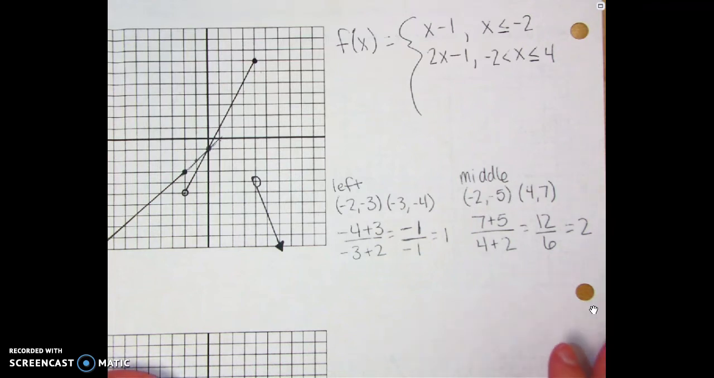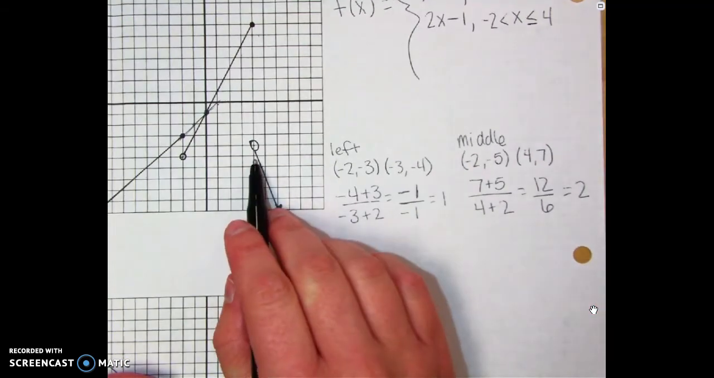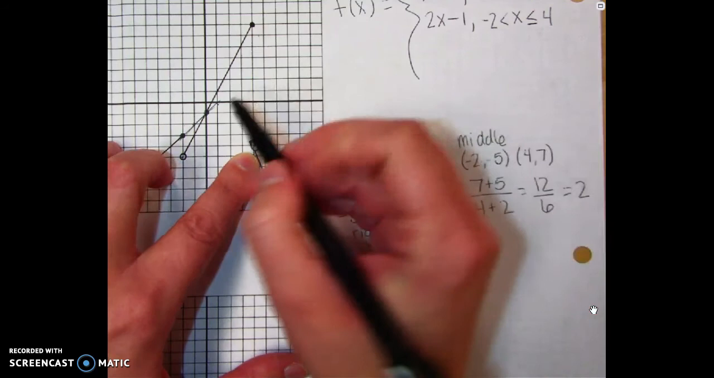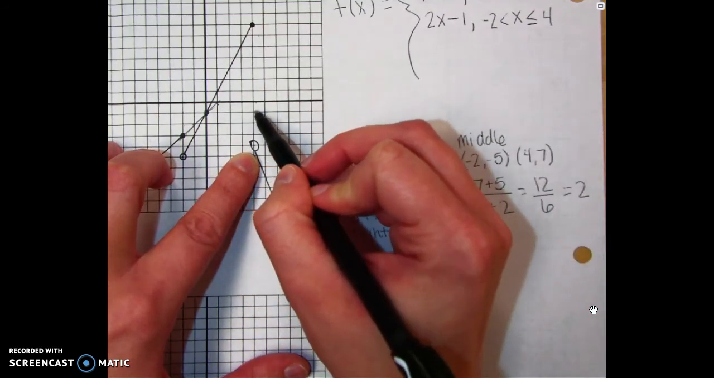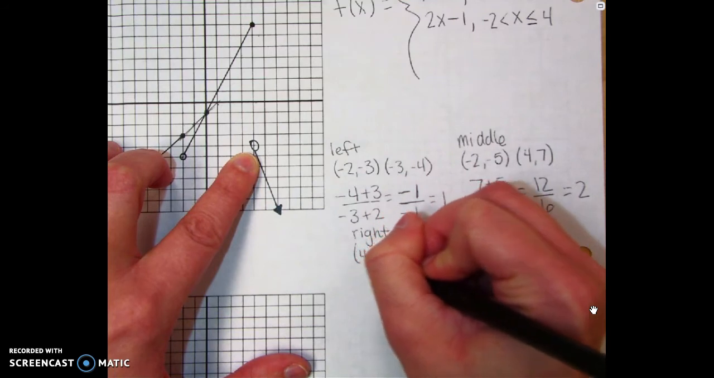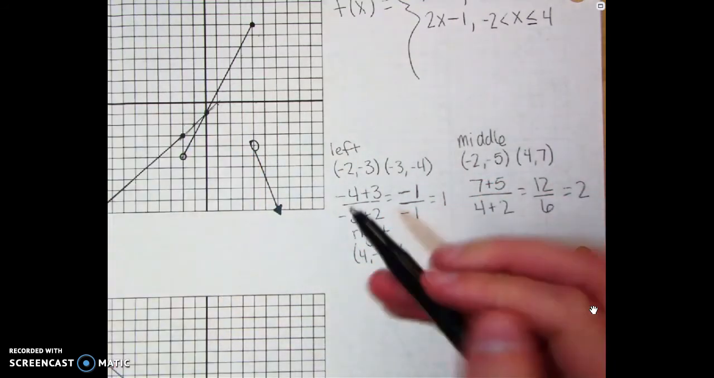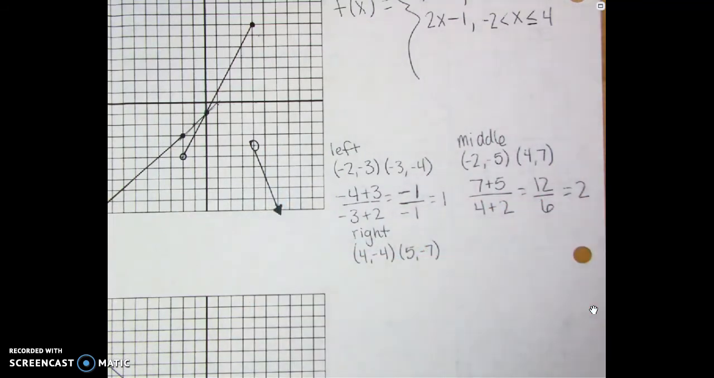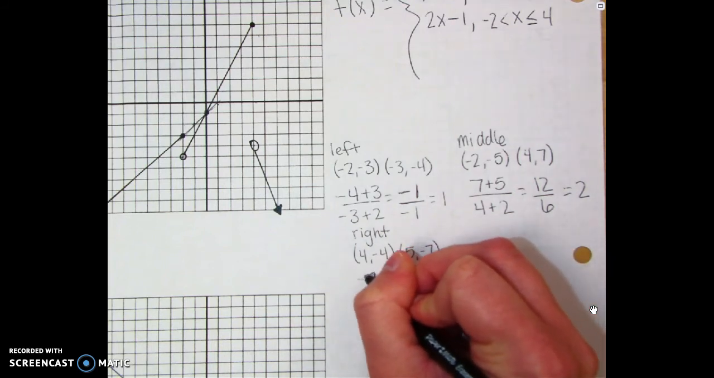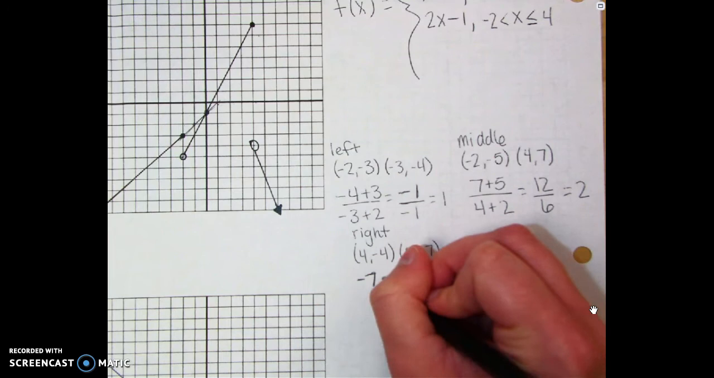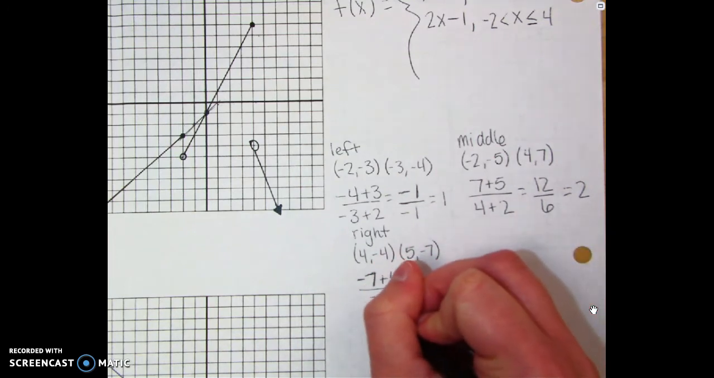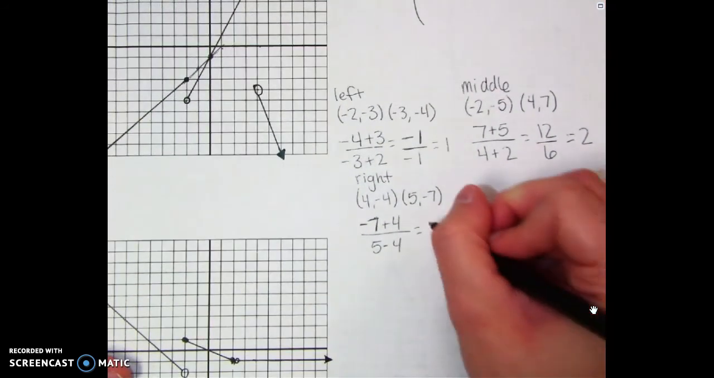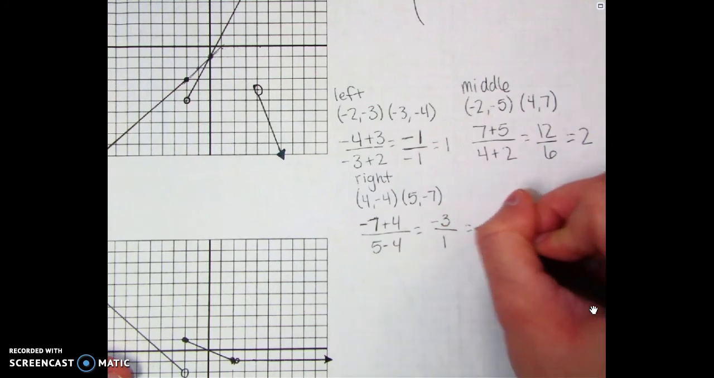Okay. Last one. I'm going to find the slope of this lovely line right here. This is 4, negative 4. And what's another point? 5, negative 7. Whoops. Sorry, this is an erasable pen. It doesn't write as well. Negative 7 plus 4 over 5 minus 4. What is negative 7 plus 4? So that's just negative 3.